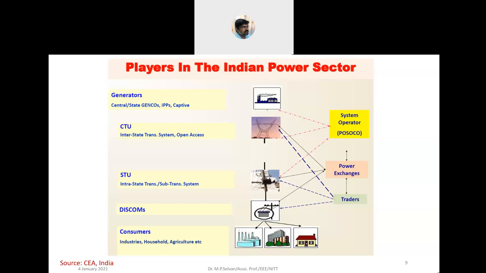Tamil Nadu can purchase power from Maharashtra. Tamil Nadu can purchase power from Karnataka. Tamil Nadu can purchase power from an independent power producer available at West Bengal. This power transaction happens through a power exchange. So business will happen. That is market operations. But on the other side, technical issues should be taken care of. There should not be any insecure operation. That is assured by POSOCO. They are called the system operator. So we are very good at power generation and transmission level.